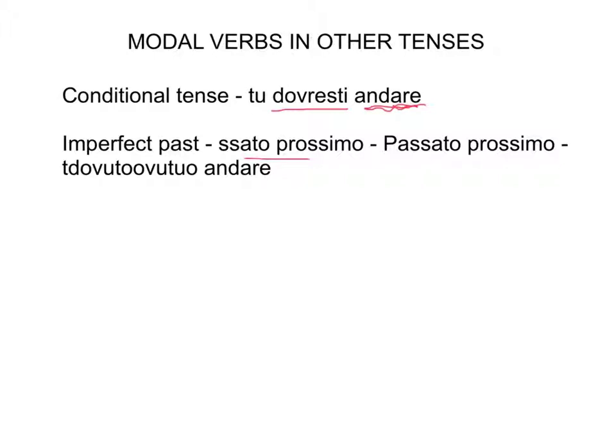Using modal verbs in the passato prossimo may at first seem a little bit complicated, but we are able to do it. All we need to do is change the modal verb to its past participle. So in this case, dovere becomes dovuto. We keep the original infinitive of the main verb, and then we add a form of essere or avere depending on who was having to have done something.